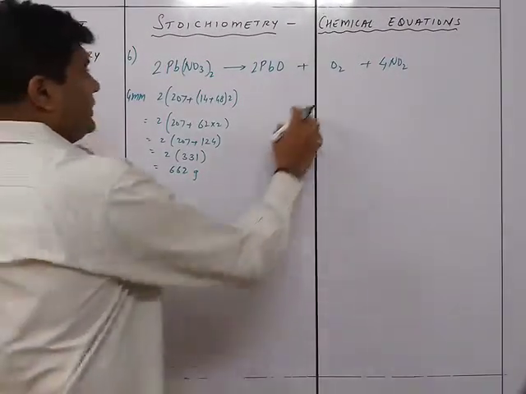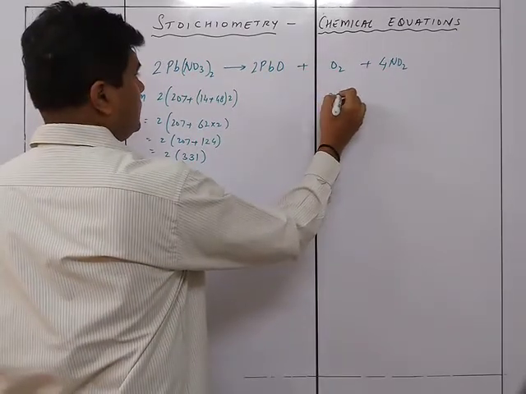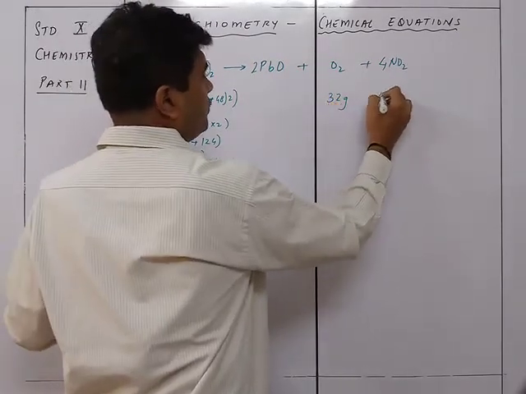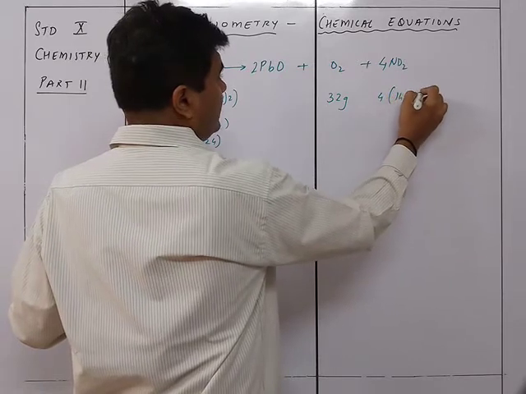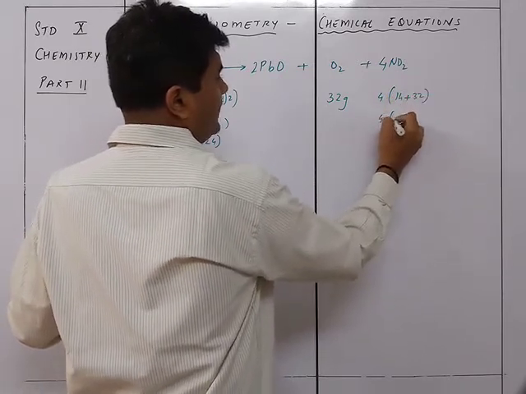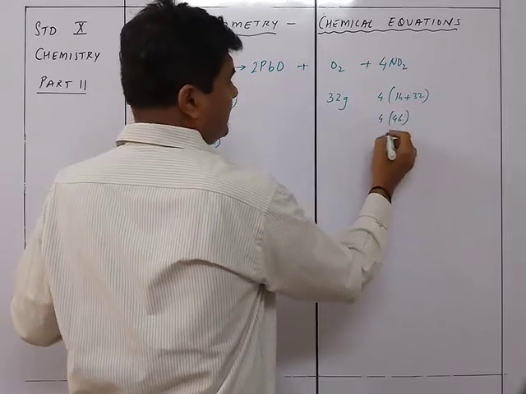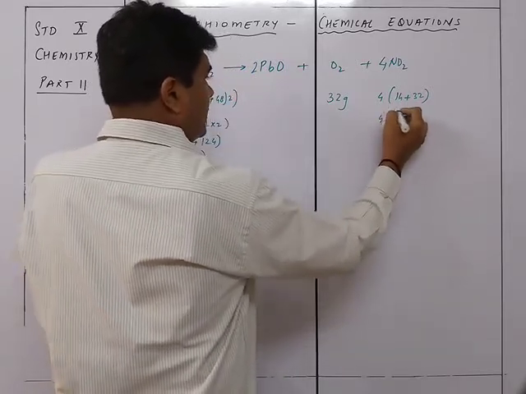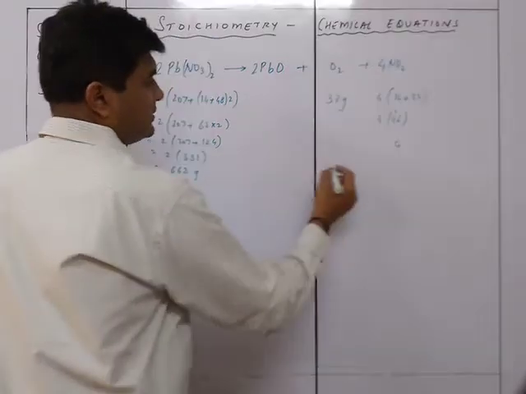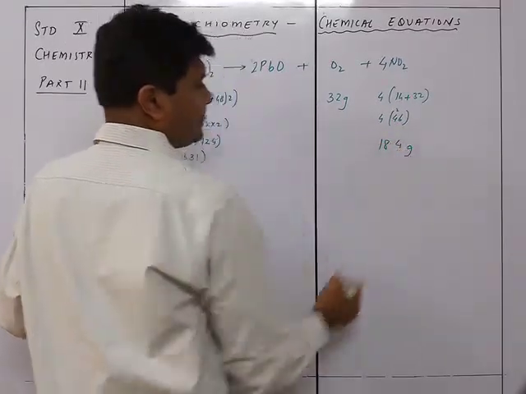It is producing over here O2, which is 32 grams, and NO2, which is 4 into 14 plus 32, that is 4 into 46, that is 184 grams.